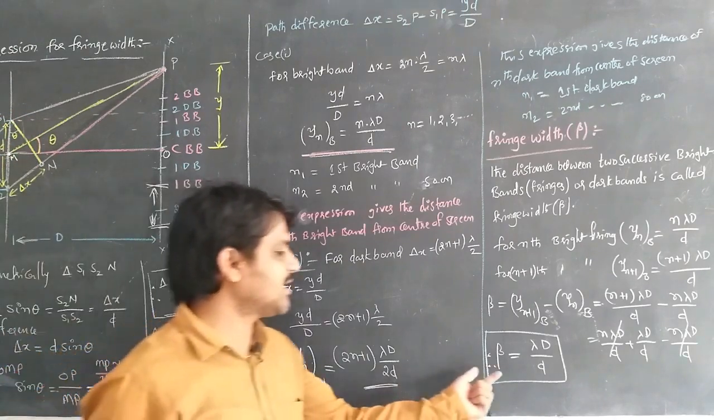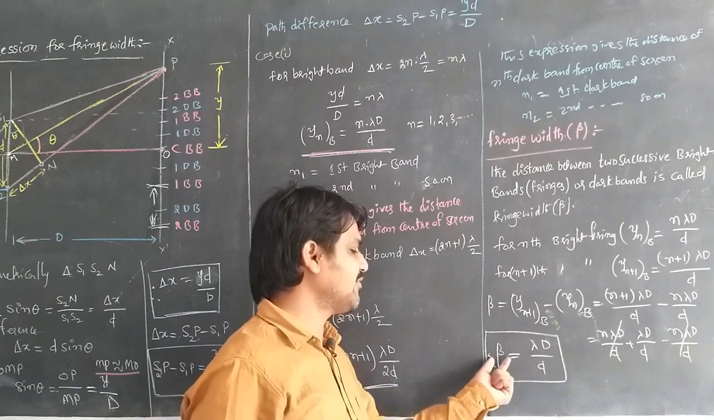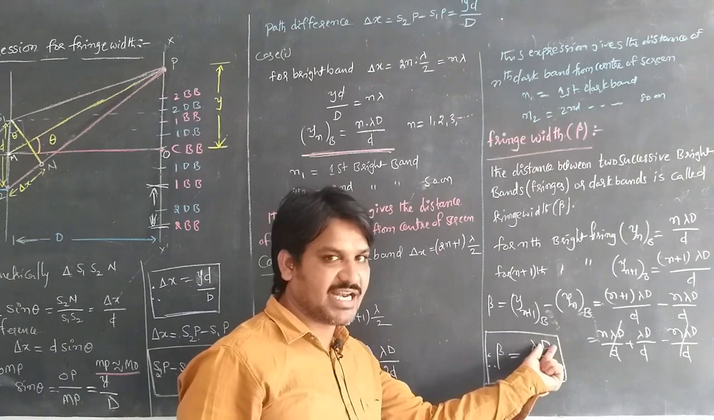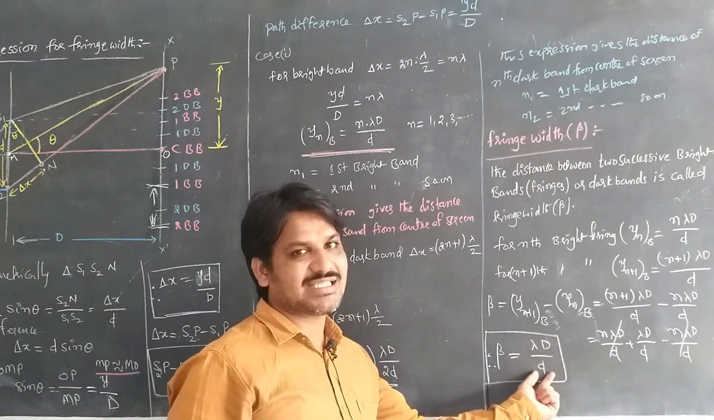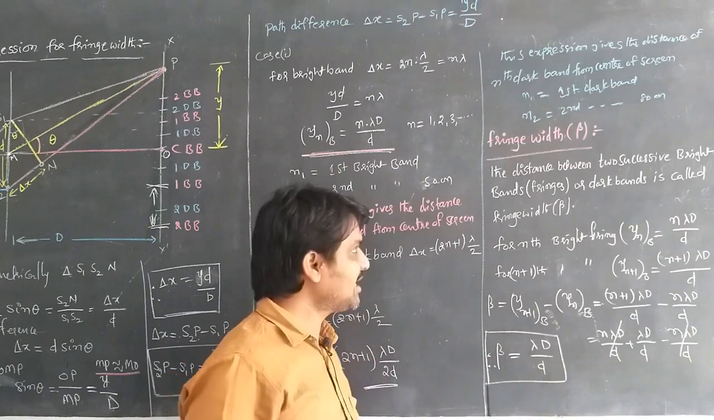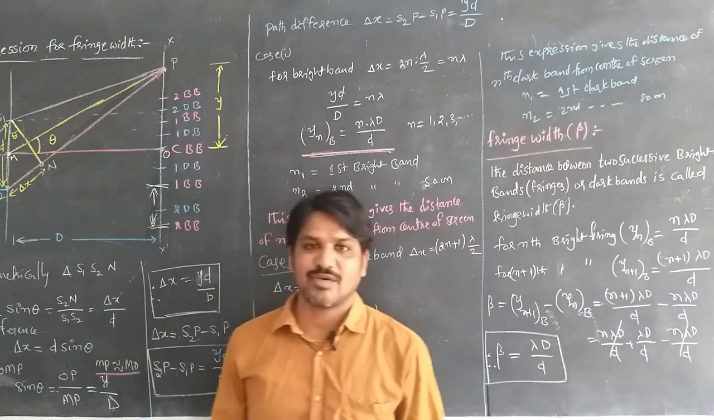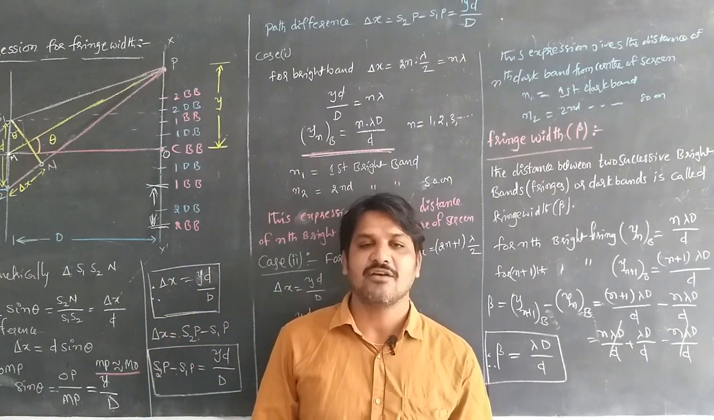So we can write beta is equal to lambda D by small d, which means the fringe width is directly proportional to the wavelength and the distance between the screen and slits, and inversely proportional to small d, the distance between the slits. So this is about Young's double slit experiment, the conditions for the dark band and bright band, and the fringe width.